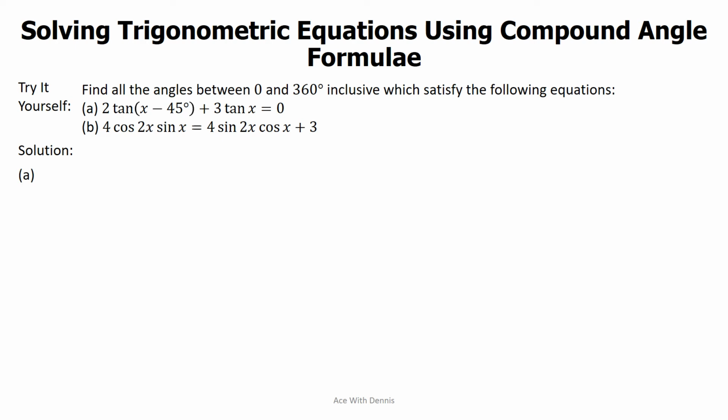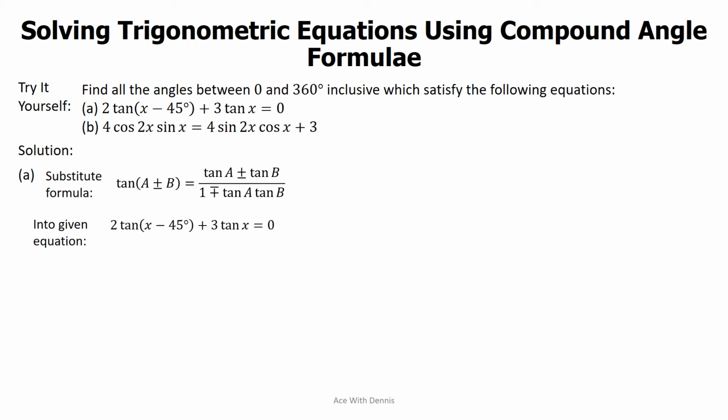Okay, here is a solution for A. We can use the substitution formula: tangent (A ± B) equals (tangent A ± tangent B) over (1 ∓ tangent A tangent B). So substitute into the given equation, 2 tangent (x − 45 degrees) + 3 tangent x = 0.